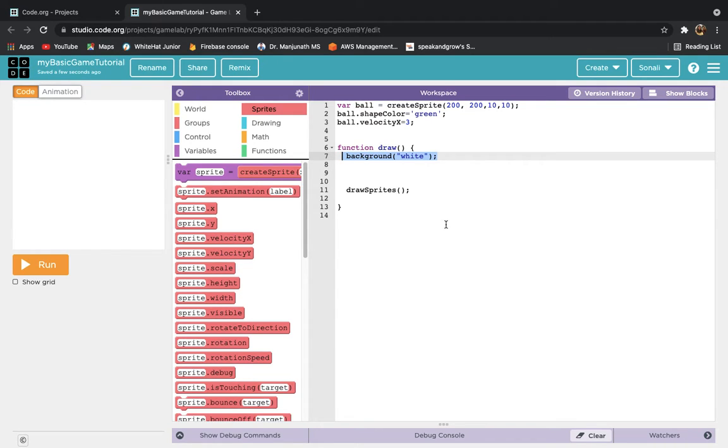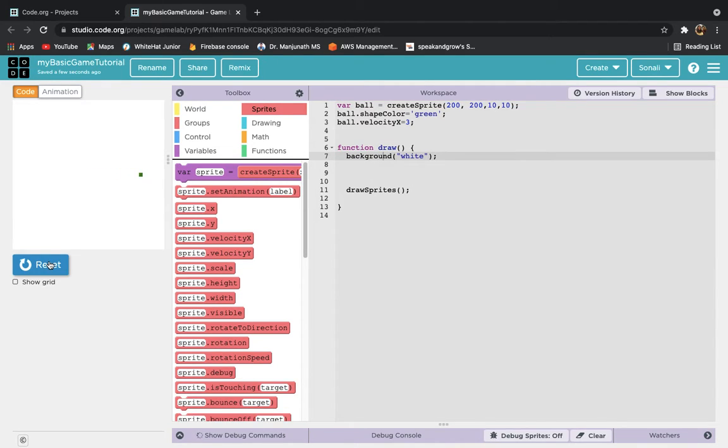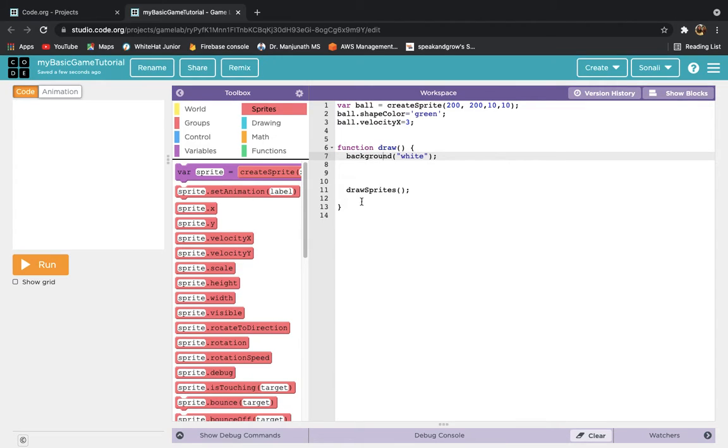So here also, every time before drawing anything we will be wiping. Before drawing the sprites we will be wiping the old trail or shadow, so that the new ball comes in. Let us see what happens. See, now the solution is done.